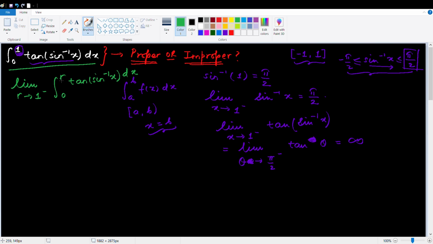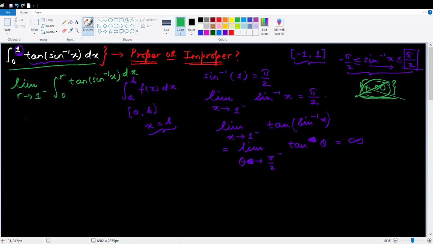If this limit does not exist, and by saying that the limit does not exist, I mean that the limits are supposed to be real numbers. We cannot even include these cases. Okay, we cannot include these cases.